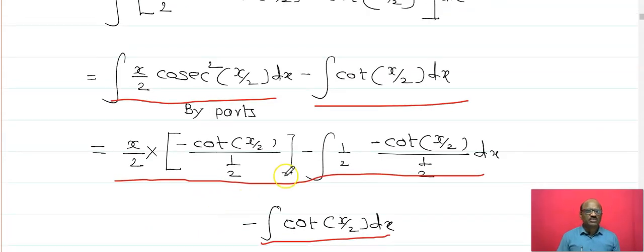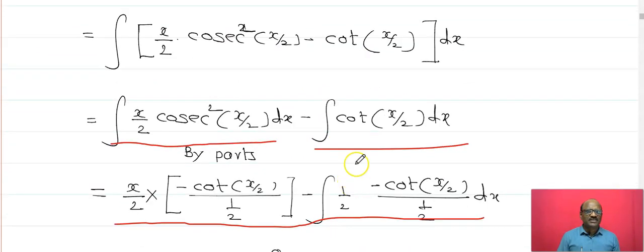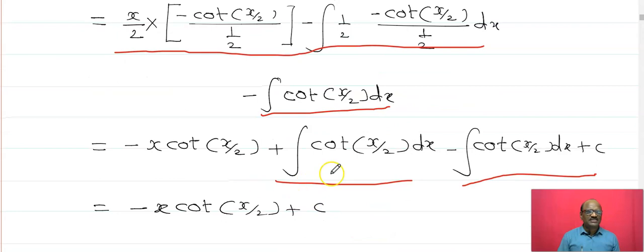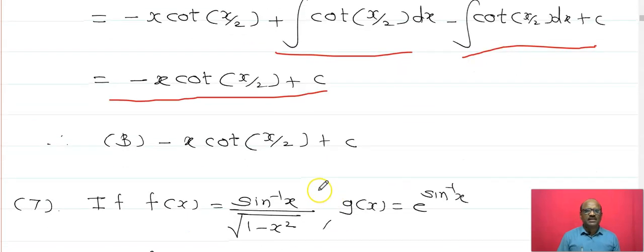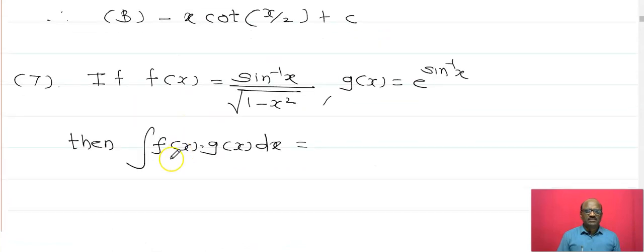There was some confusion for me also about the integration by parts. Keep this term as it is and find the integration by parts. You will get plus the integral of cot of x by 2, and this term and that term get cancelled, and you will get the integral as minus x cot of x by 2 plus c. So option B is the correct one.